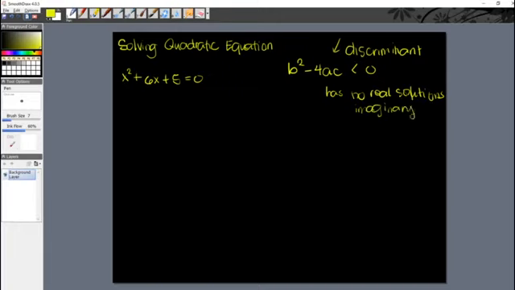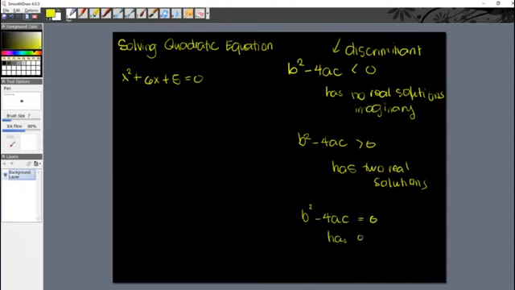When the discriminant b squared minus 4ac is greater than 0, this means the quadratic equation has two real solutions. When you say real solutions, these are real numbers. And lastly, if the discriminant is equal to 0, this means the quadratic equation has one real solution. So these are the specific natures of the discriminant.